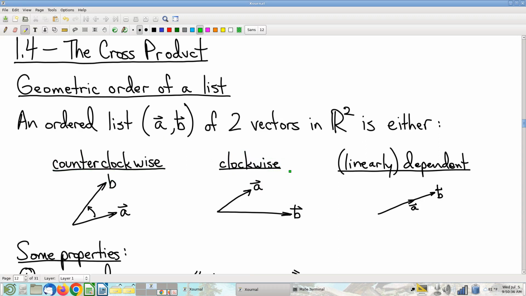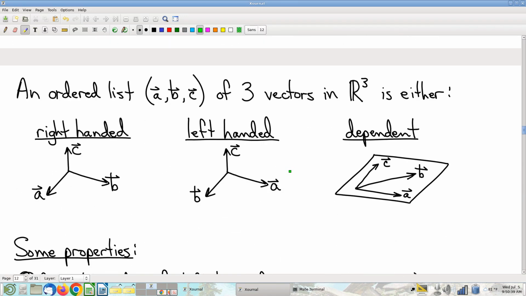So very familiar. Now we're going to move on to 3 dimensions. We'll be looking at an ordered list of 3 vectors, A first, B second, C third, for example. 3 vectors in 3 dimensions, and trying to ask a similar question. Can we come up with a 3-dimensional version of clockwise, counterclockwise? And this is going to be one that most people walking around in everyday life don't really talk about very much, but ultimately is just as natural geometrically.